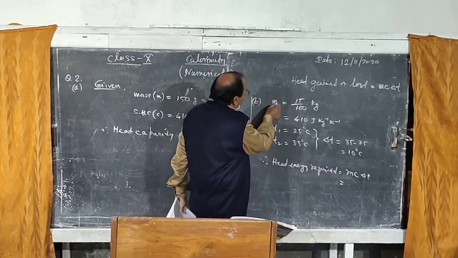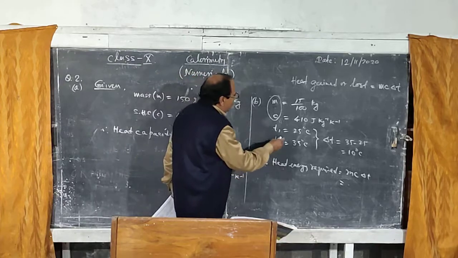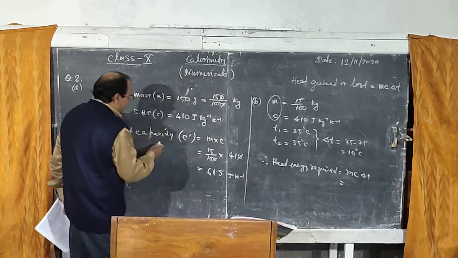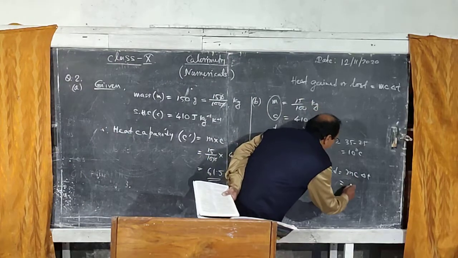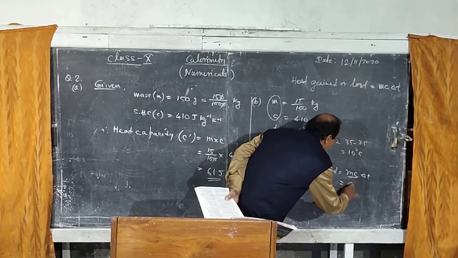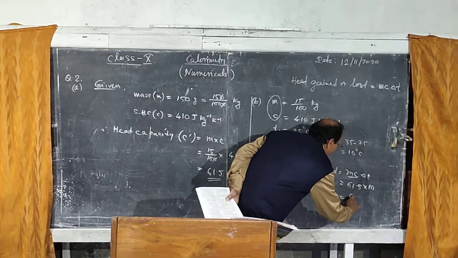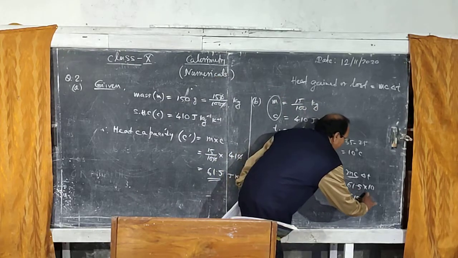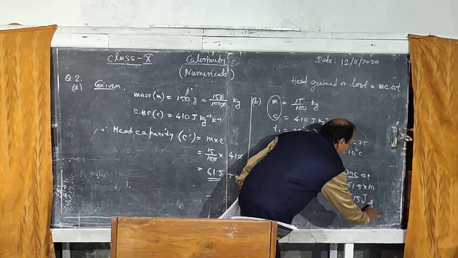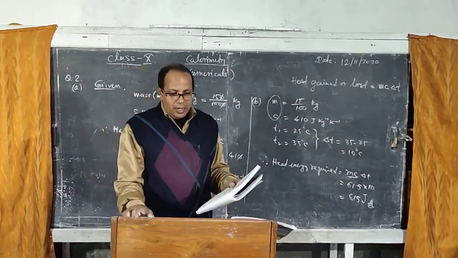Here you can put M and C as we have done here, or you can directly use the value of MC. The value of MC here is 61.5. So I'll write here directly the value of MC, 61.5 into 10 is equal to 615. Heat energy is measured in the SI system in joule. So 615 joule. This is your second answer.